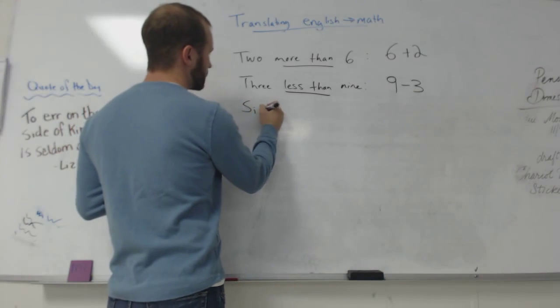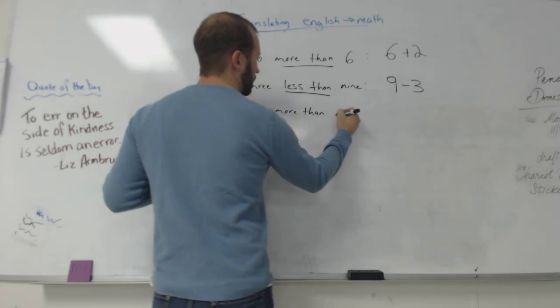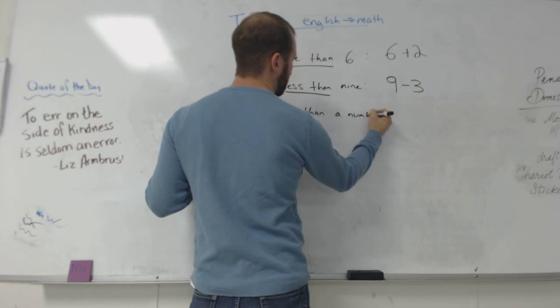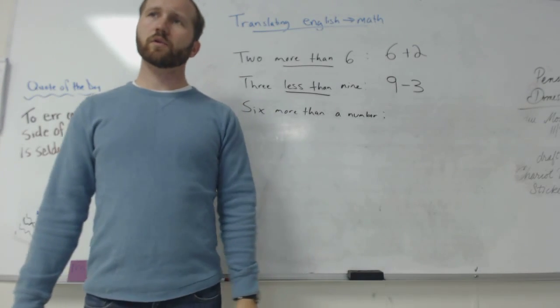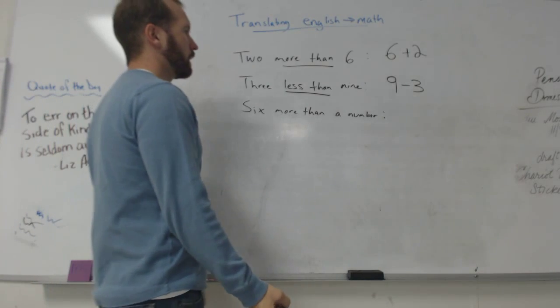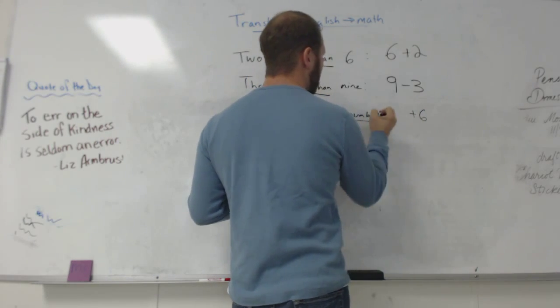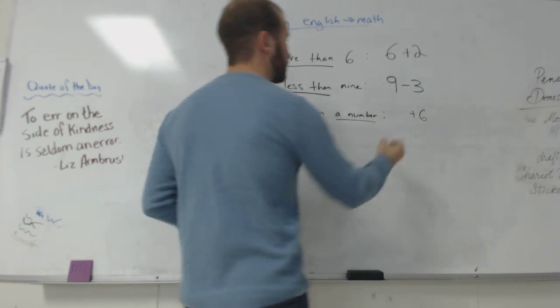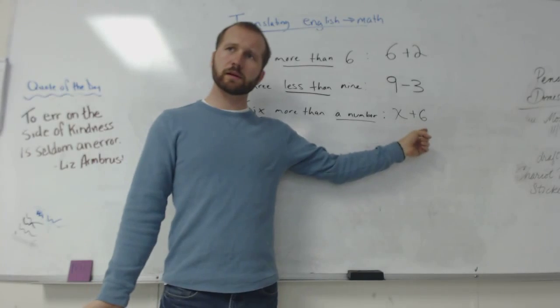How about 6 more than a number? 6 more than a number. Plus 6. So I do plus 6. How do I write a number? X. So 6 more than a number means x plus 6.